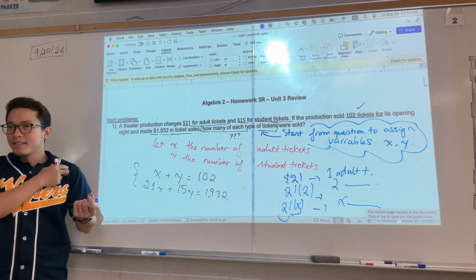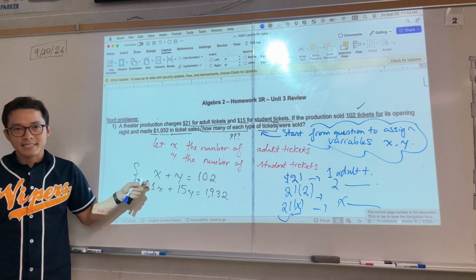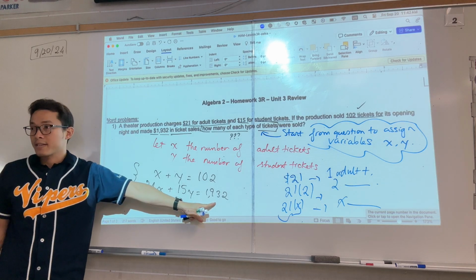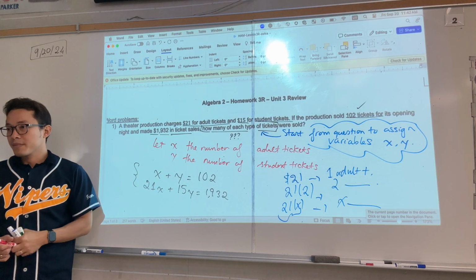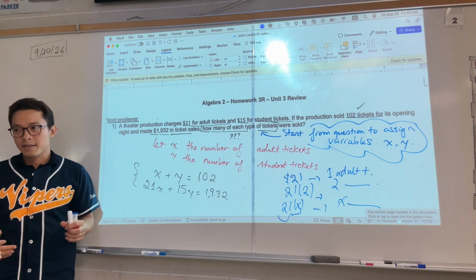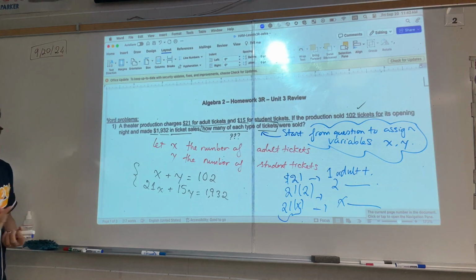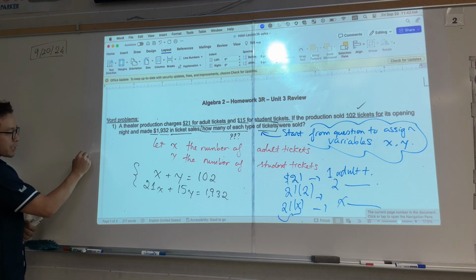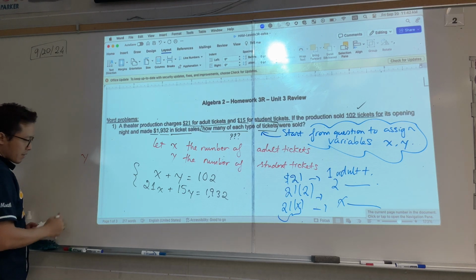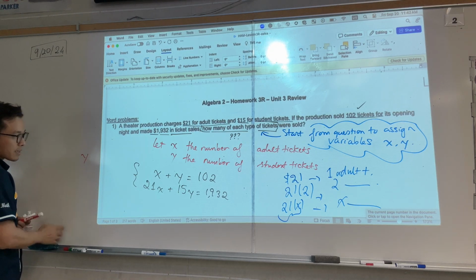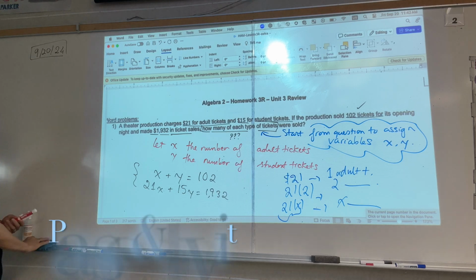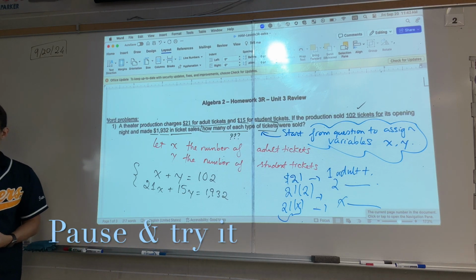Do you agree? So I think in this case, because the number is so big, substitution may work better because you don't need to deal with a big number. I'm going to do substitution, but if you want to do elimination, feel free to do so. Okay? So let's solve it. Let's try to solve by yourself.